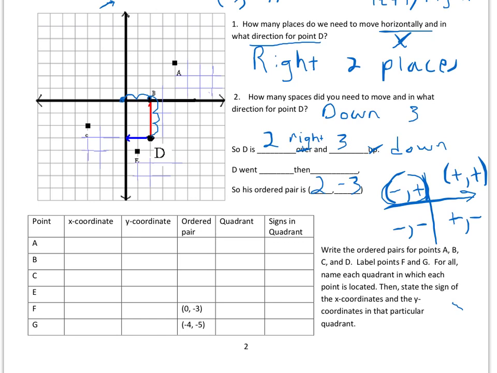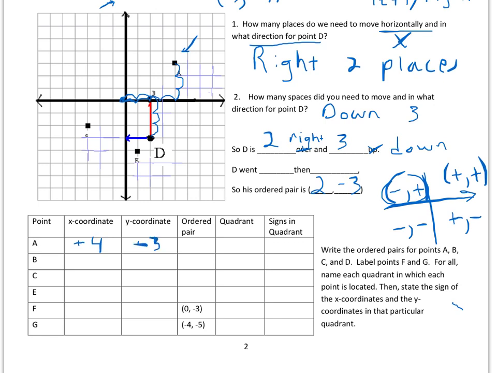All right, so point A. Here is point A over here. Okay, let's go over this. I always start from the origin. I would have to go 1, 2, 3, 4 places to the right, so I know it's going to be a positive because I'm moving to the right. And then to get to point A, I would need to move 3 places up. So I know up is positive, so it would be a positive 3.